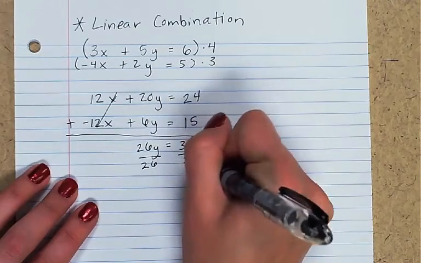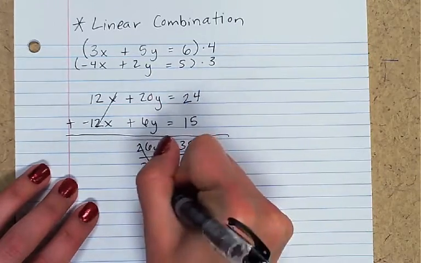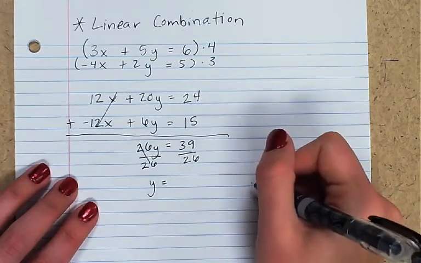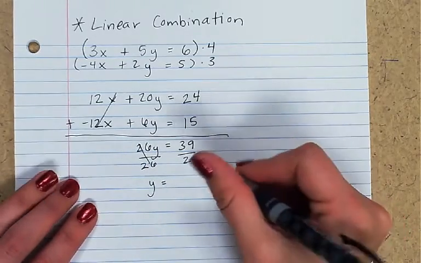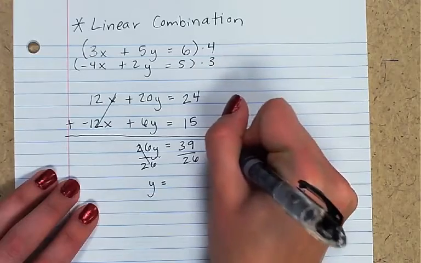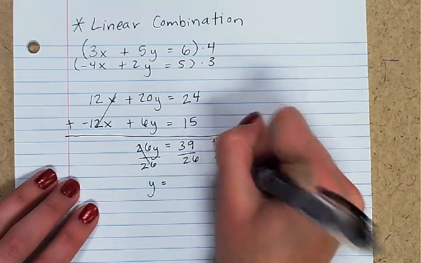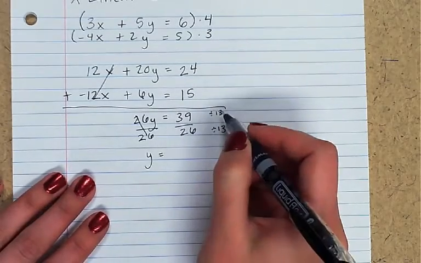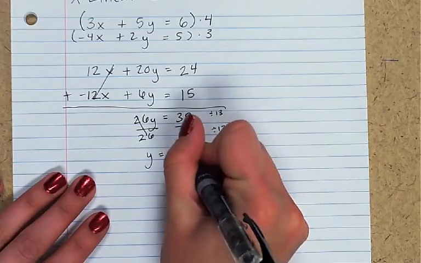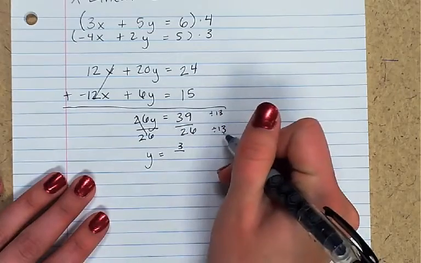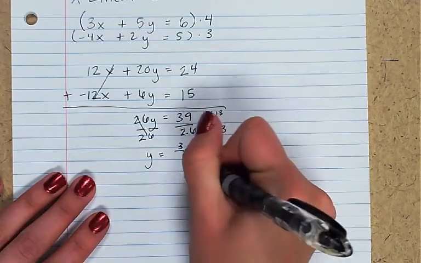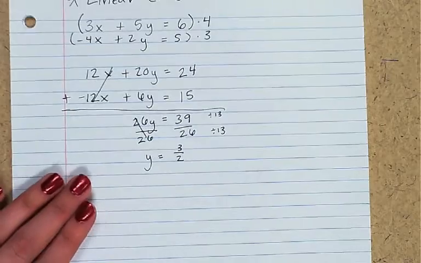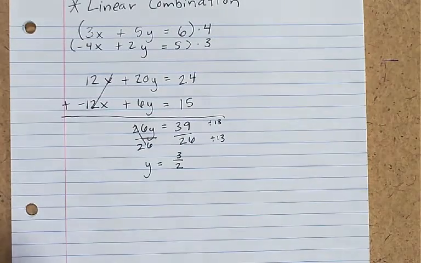I know in Edgenuity they often let you use decimals, but I'm going to go ahead and just simplify this fraction. So 39 and 26 are both divisible by 13. So as long as you do it to the top and the bottom, you're not changing your fraction at all. 39 divided by 13 is 3. 26 divided by 13 is 2. So our y-coordinate for the solution to the system is 3/2.